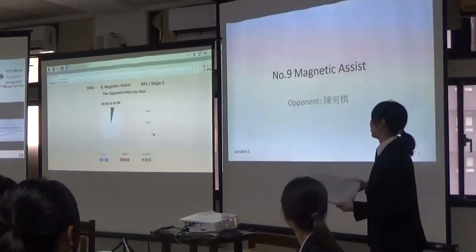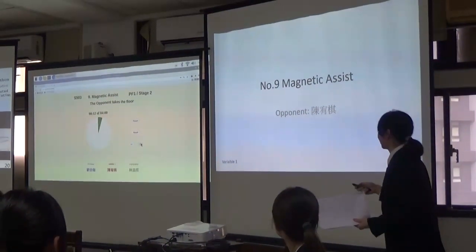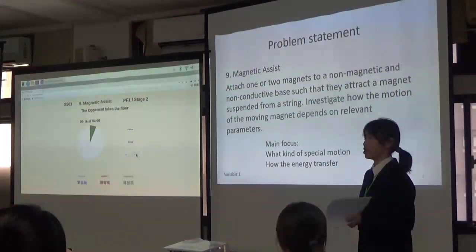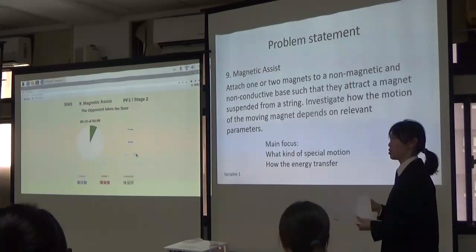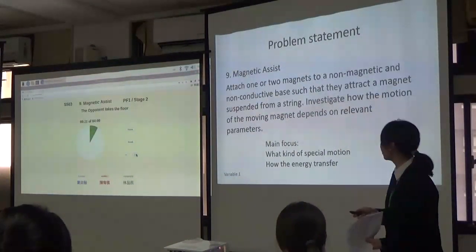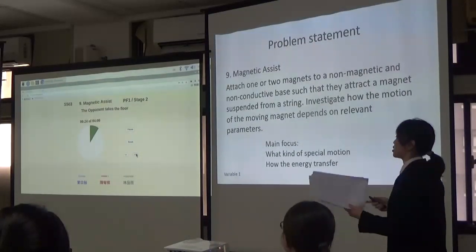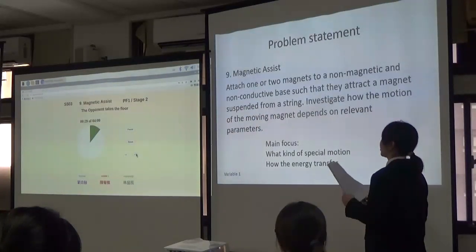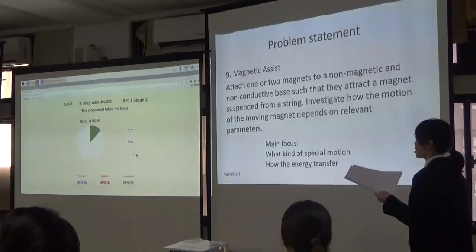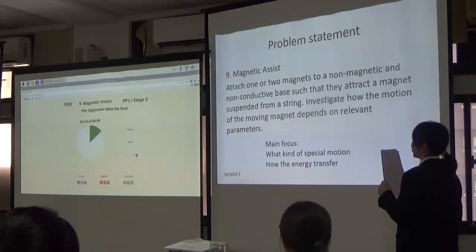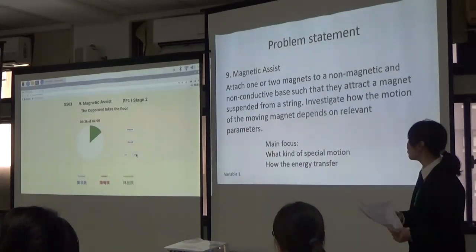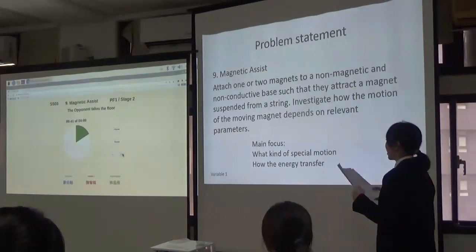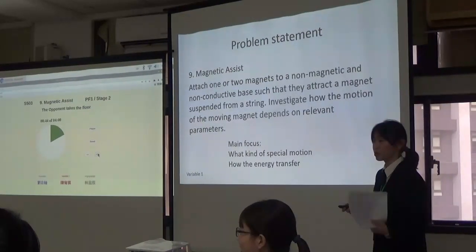Today I would like to oppose number 9, magnetic assist. The problem statement is to attach 1 or 2 magnets to a non-magnetic and non-conductive base such that they attract a magnetic substance on a string, and investigate how the motion of the moving magnet depends on relevant parameters. The problem statement says 1 or 2 magnets, so I just see one magnet in the presentation. I think the main focus might be what kind of spatial motion and how the energy transfers.